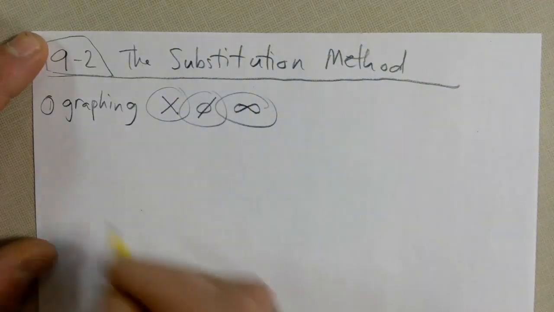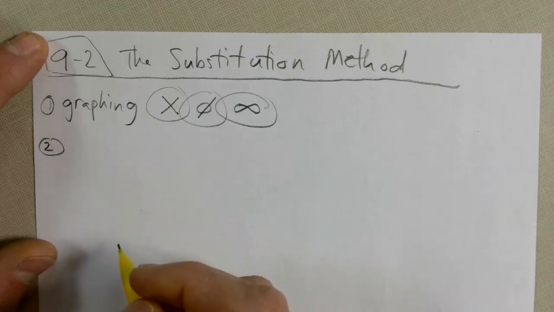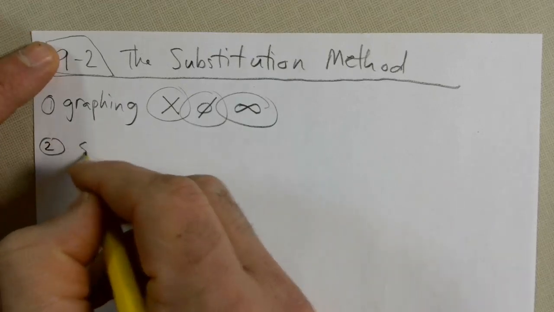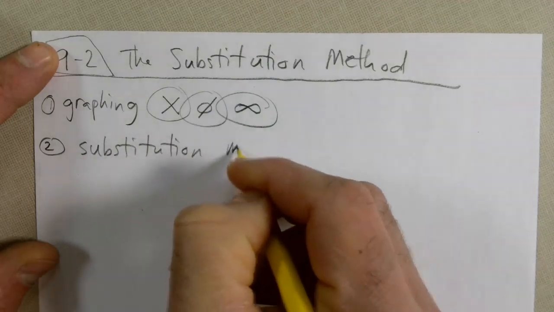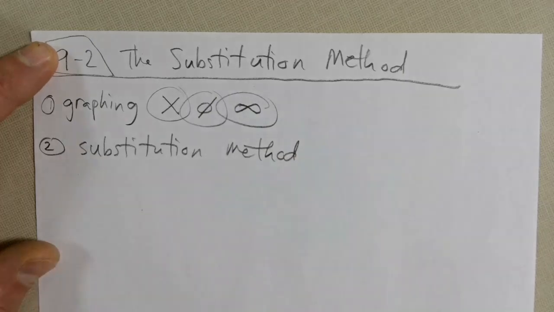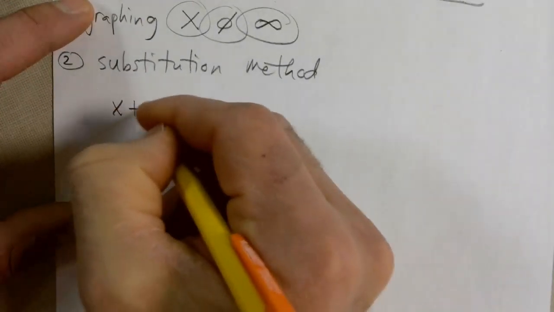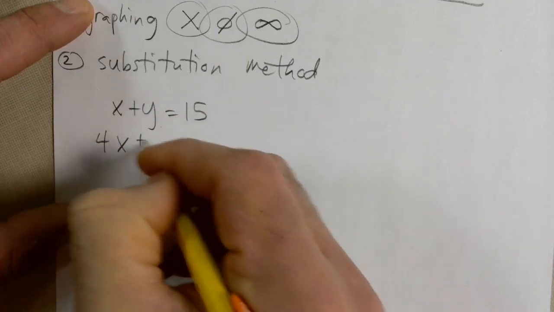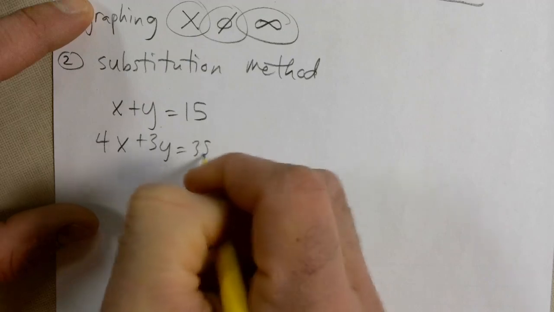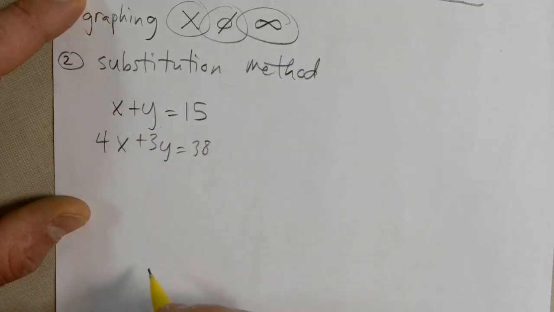But there are other ways that might be a little bit easier, and the way that we're going to learn in this lesson is called the substitution method. Okay, let's look at an example. Here's a system of equations: x plus y equals 15, and 4x plus 3y equals 38.